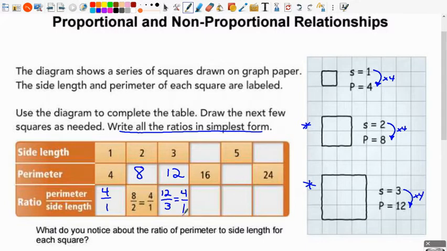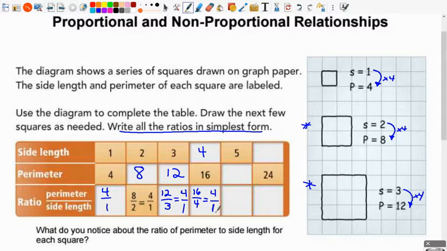In the next example, they gave us a square that has a perimeter of 16. The side length for that square then must be 4 because 4 times 4 equals 16. For the ratio of perimeter over side length, we're going to have 16 over 4. Both of those numbers divided by 4 would give you 4 over 1 in simplest form.